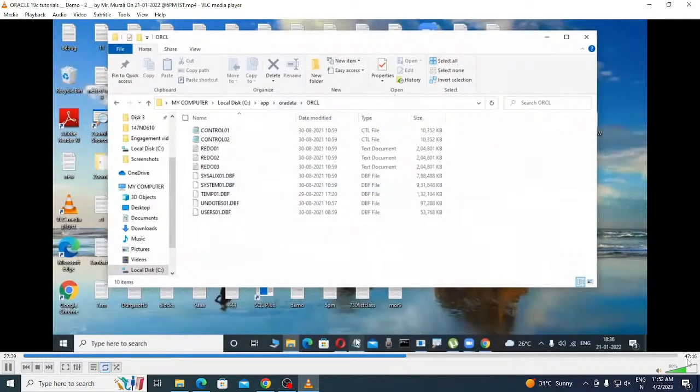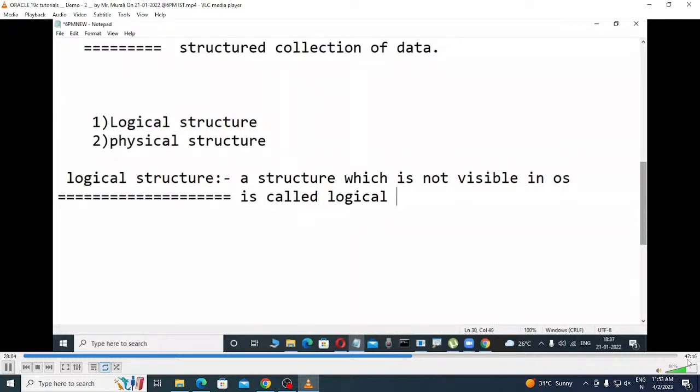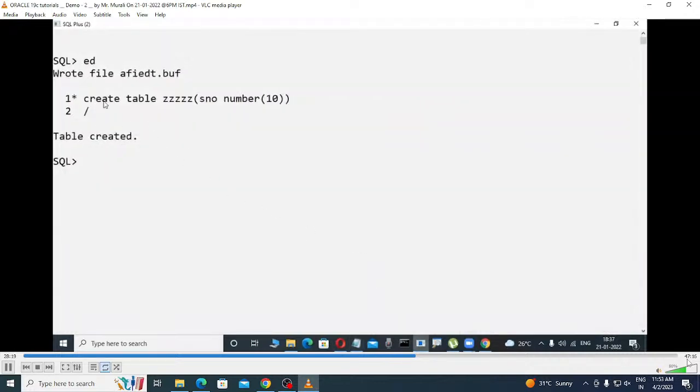That's why what a logical structure means, don't write it: a structure, and here a structure means a database structure, don't worry. A structure which is not visible in the operating system, in the OS, is called the logical structure of the database. That's why when you create a table, we are unable to view it in the C drive, D drive like that only. But where is it visible? Yes, in a database.